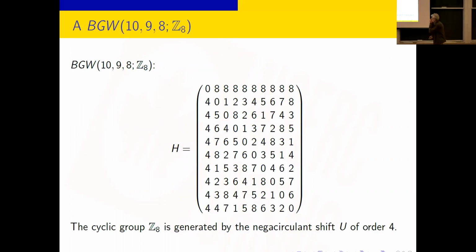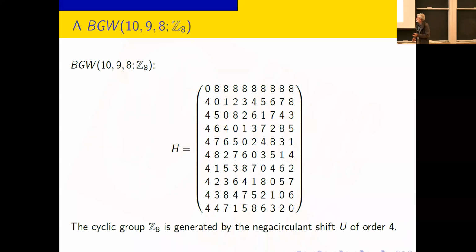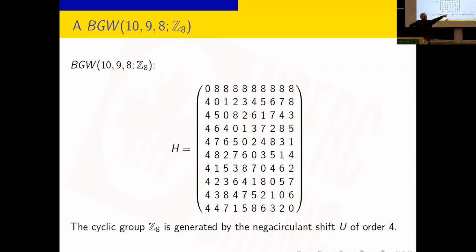Now here I have a balanced generalized weighing matrix BGW(10, 9, 8). Let me explain what this one is. You have a group of order 8, and then you have a matrix which has 9 non-zero entries in each row and each column. And you can see on the diagonal we get only 0.